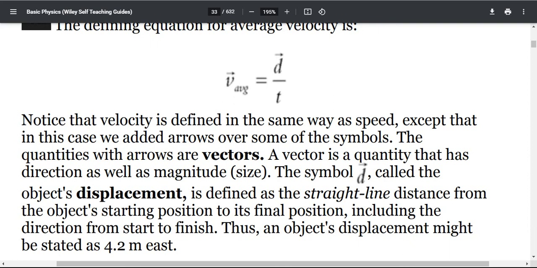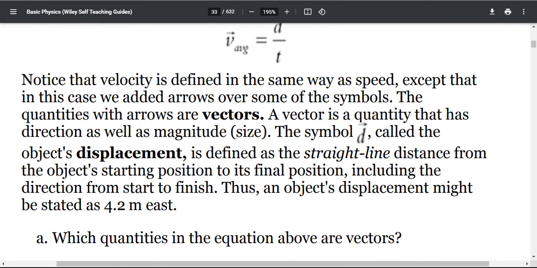Again, the symbol D with an arrow pointing to the right, called the object's displacement, is defined as the straight-line distance from the object's starting position to its final position, including the direction from start to finish.